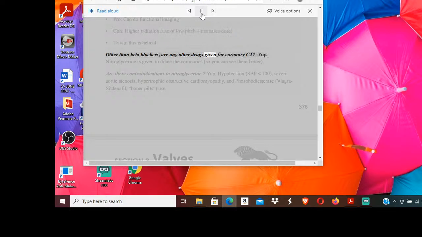Other than beta blockers, are any other drugs given for coronary CT? Yup. Nitroglycerin is given to dilate the coronaries, so you can see them better. Are there contraindications to nitroglycerin? Yup. Hypertension, SBP.